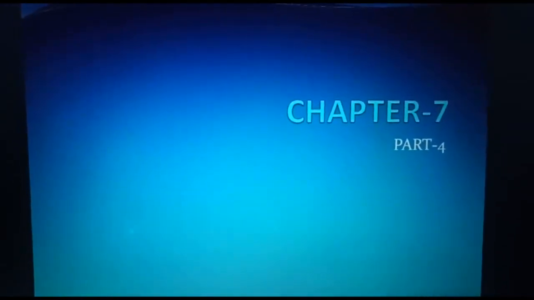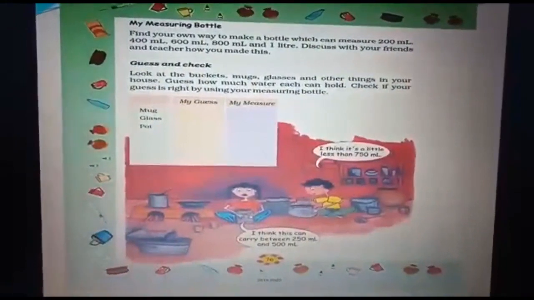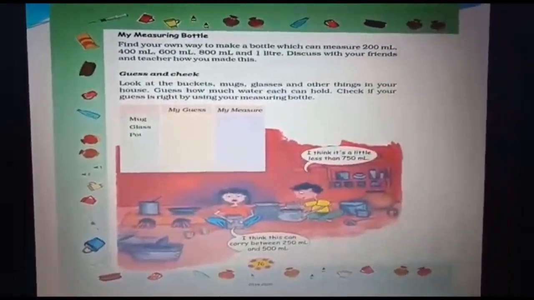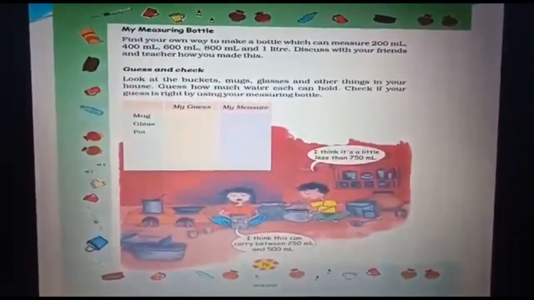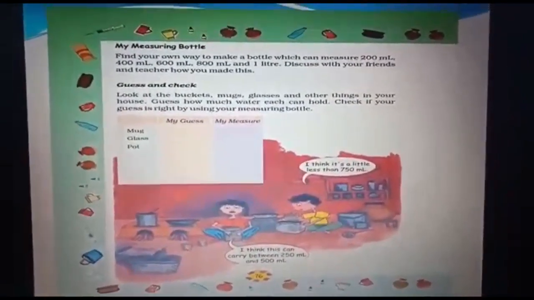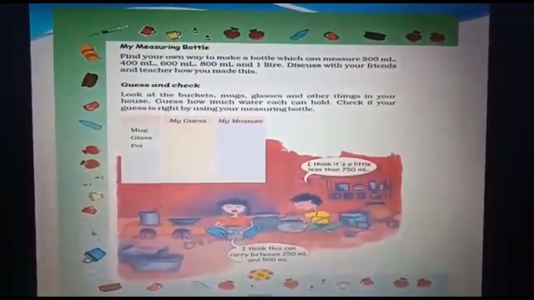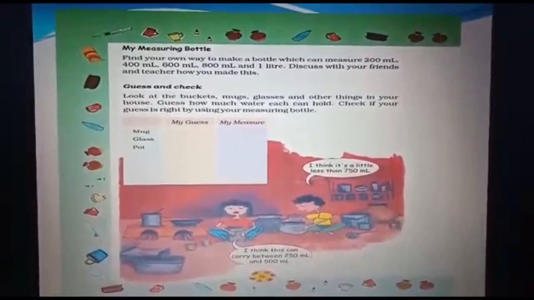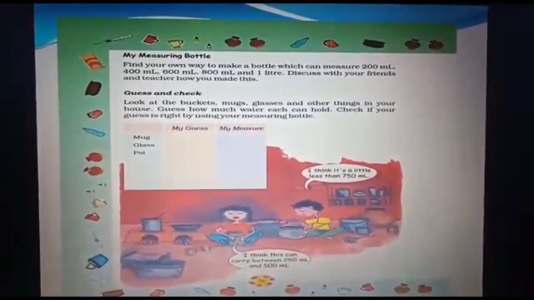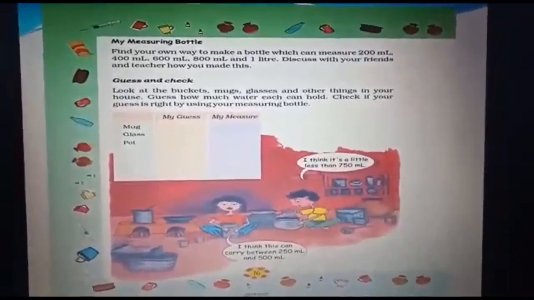Today we will start the fourth part of chapter 7. So here in page number 76 you can see my measuring bottle. Find your own way to make a bottle which can measure 200 milliliter, 400 milliliter, 600 milliliter, 800 milliliter and 1 liter. Discuss with your friends and teacher how you made it. This I am not doing.